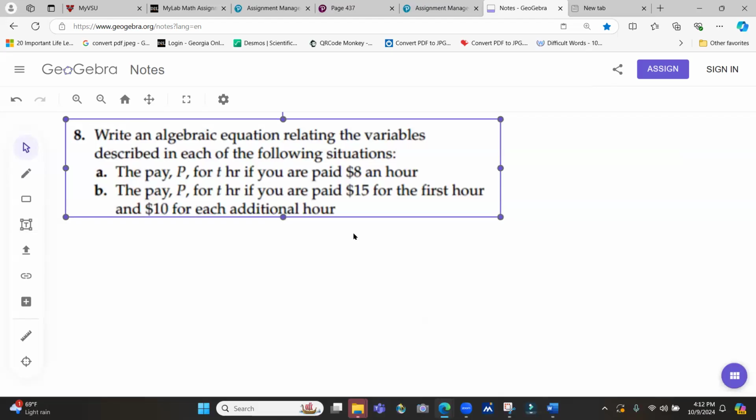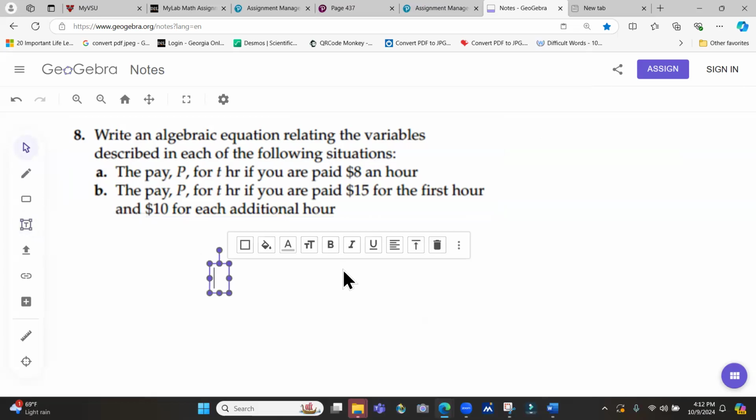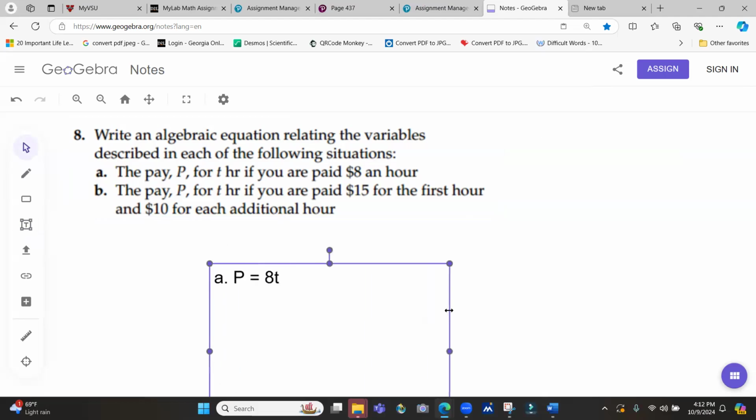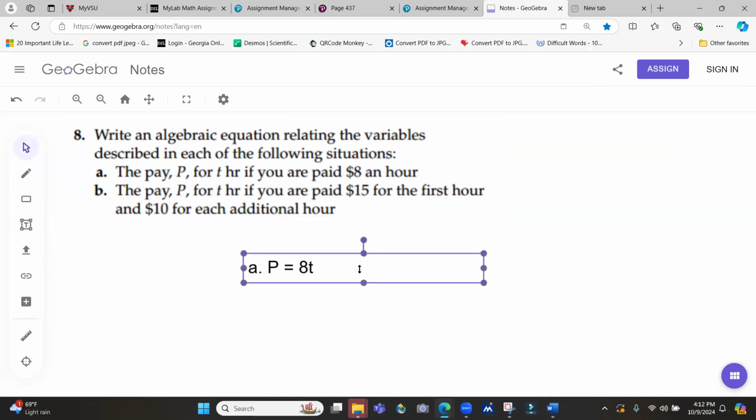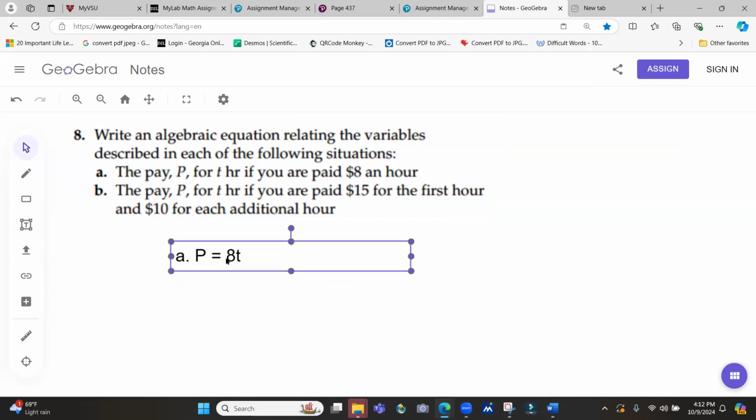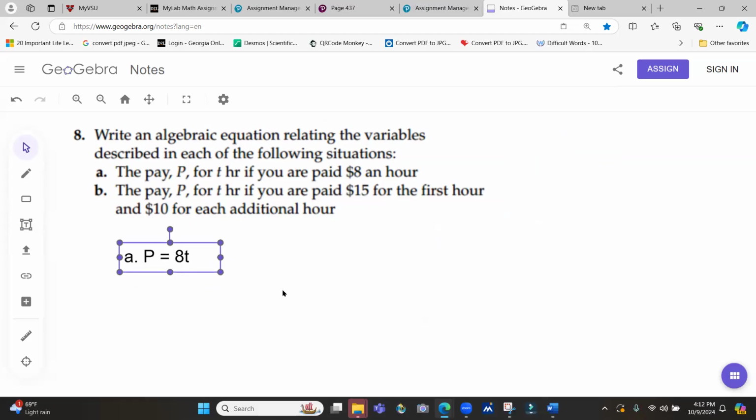The pay P for T hours if you're paid $8 an hour. Well, this is not that bad. You're going to say your pay must be 8 times T. Why? Each hour you make $8. In T hours, you're going to make 8T dollars. Done.